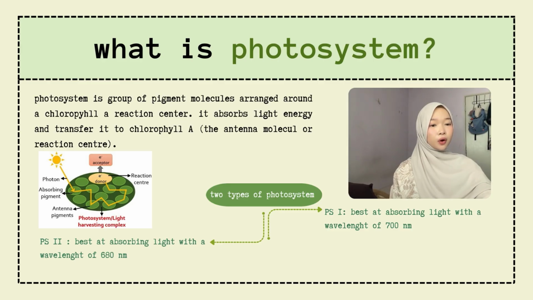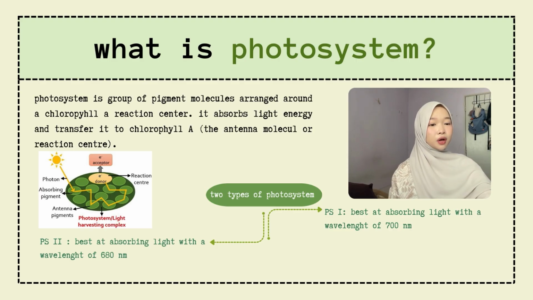Now, let's move on to photosystem. A photosystem is a group of pigment molecules organized together in the thylakoid membrane. These pigments surround a central reaction center known as chlorophyll A. The main function of the photosystem is to absorb light energy and transfer that energy to the reaction center where it can be used to excite electrons.